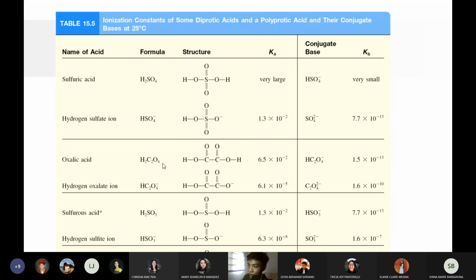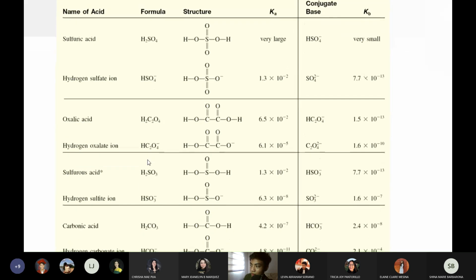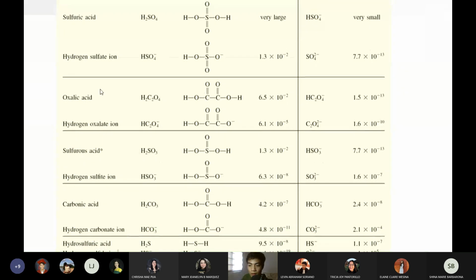Oxalic acid. Ito, pampaputi yan. Yan din ay isa sa mga components ng kidney stones. So you have your oxalic acid, yan yung crystals. Pag lumaki, bato na siya. Since may dalawa tayong H, 2 beses siya pwede matanggal.